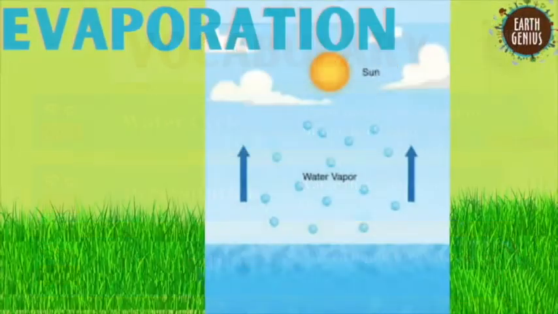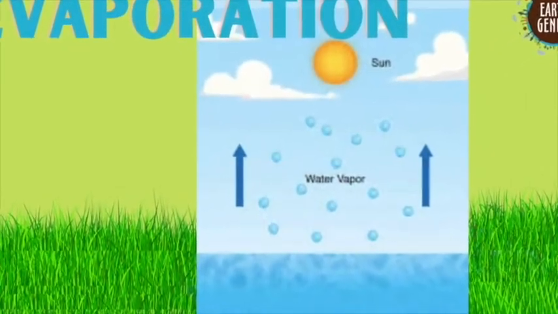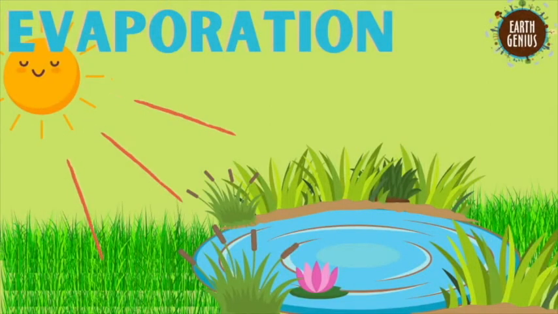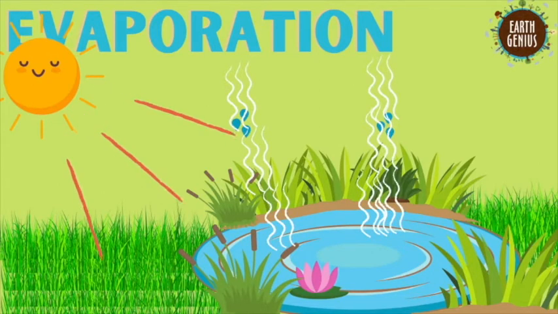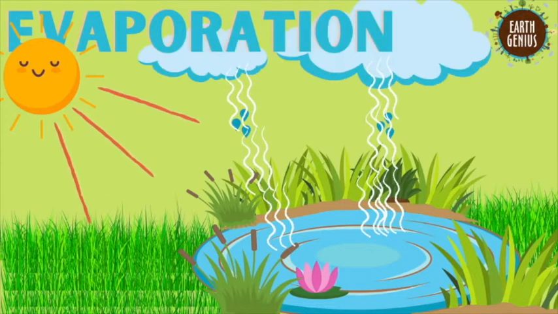Evaporation is when liquid turns into gas. Heat from the sun causes water to change form. When liquid becomes gas, it then rises into the sky as water vapor and condenses, creating clouds. How do you think water then makes its way back to the ground from these clouds?